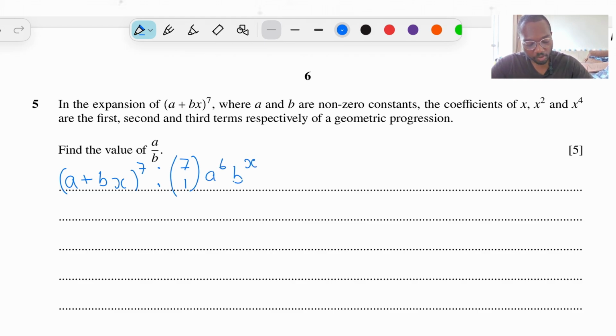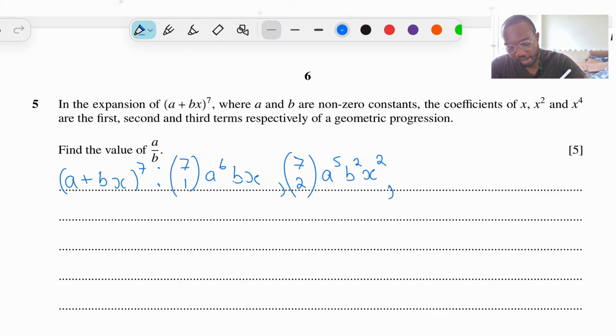So that, oh wait, no, not b to the power of x, my bad, just b to the x, okay? So that's the x1, now that's the x1. We would also get, if we want x squared, that'll be 7 choose 2, and that would be a to the 5, and that would be a b squared x squared, so that'll be our x squared. And then for x to the 4, that would be 7 choose 4, times a to the 3, and then b to the 4 x to the 4, okay?